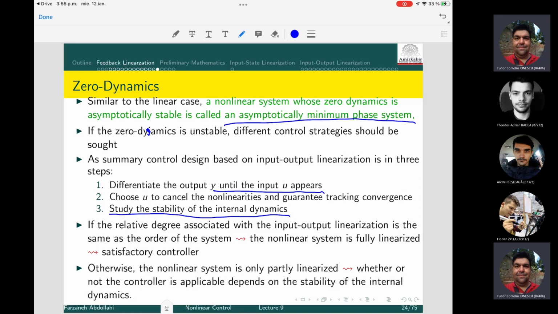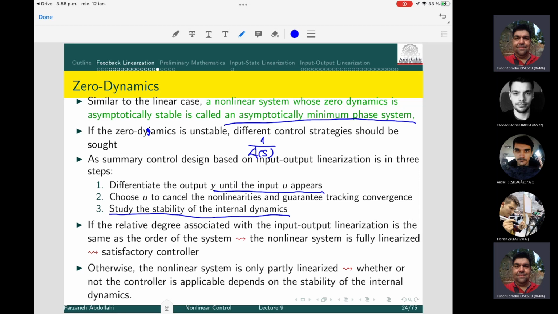If the relative degree associated with the input-output linearization is the same as the order of the system, the nonlinear system is fully linearized, and then you get a satisfactory controller. That's what it says. So if r equals n, that means you have no zeros, or you only have zeros at infinity. Okay, if you have functions such as 1 over A of s, that's what it means. You have no zeros.